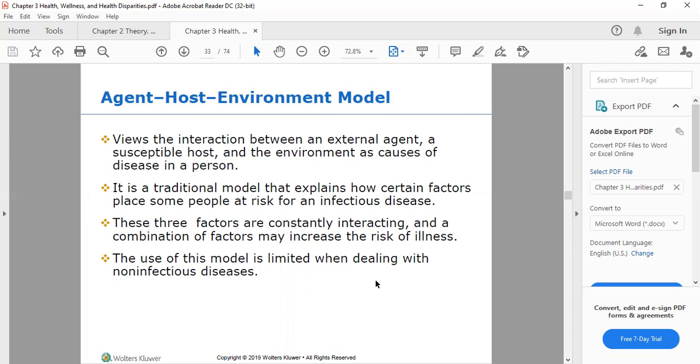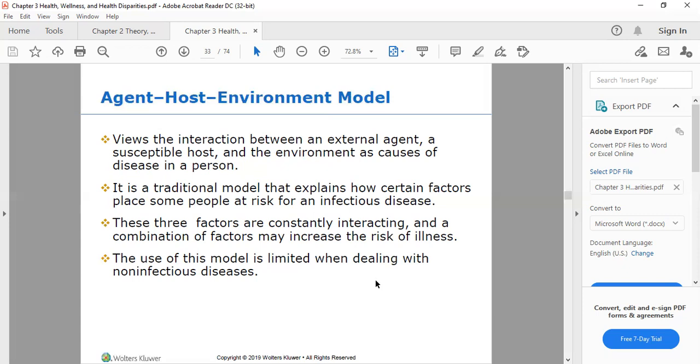It's a traditional model and explains how certain factors can put people at risk for the infectious disease process. And the 3 factors are constantly interacting, and the combination of those factors can increase the risk for development. This model's use is limited when dealing with things like non-infectious diseases. So in the agent host, again, we have this agent, we have a host that's susceptible, okay, and a reservoir.